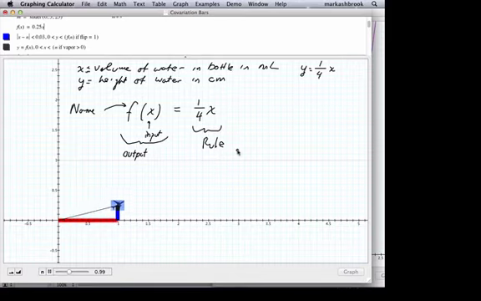So those are the elements of a function. The input quantity, the output quantity, the name, and the rule.